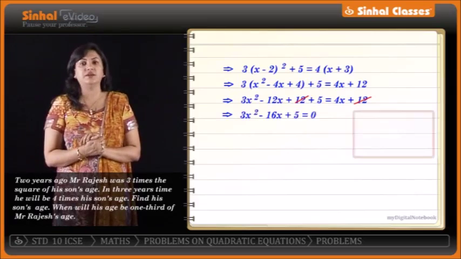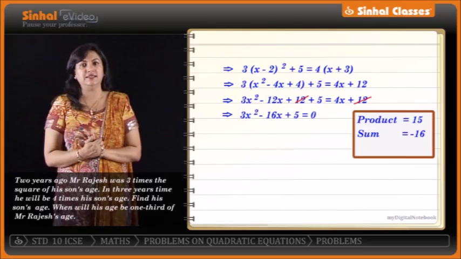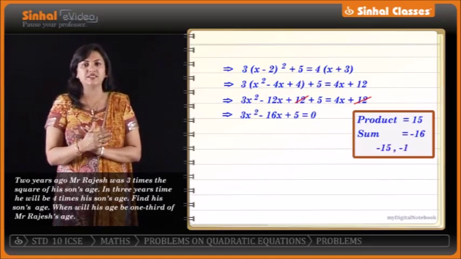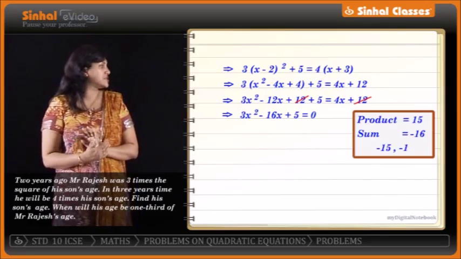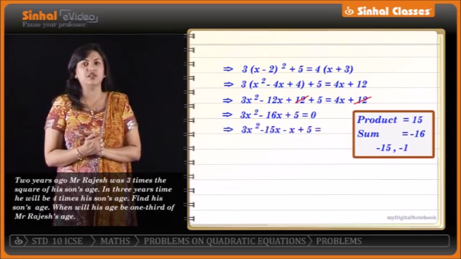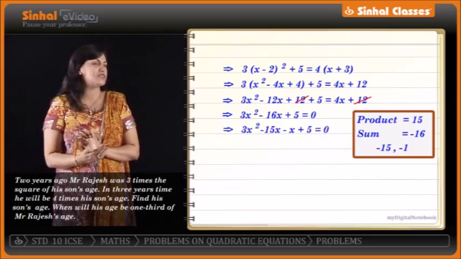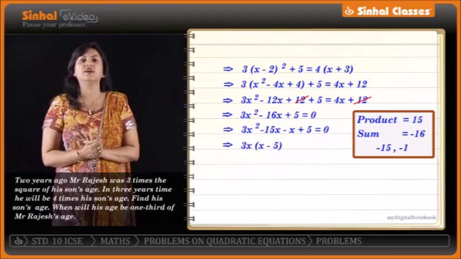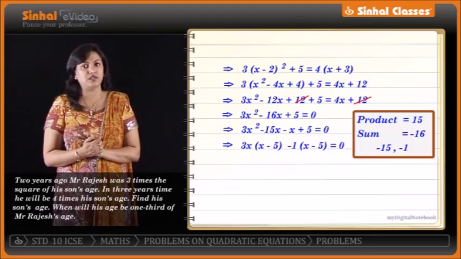Now, we want two numbers whose product is 15 and sum is minus 16. So, the numbers will be minus 15 and minus 1. We write the equation as 3x square minus 15x minus x plus 5 is equal to 0. From the first two terms, 3x common, we have x minus 5. From the last two terms, minus 1 common, we are left with x minus 5. That is 3x minus 1 into x minus 5 is equal to 0.